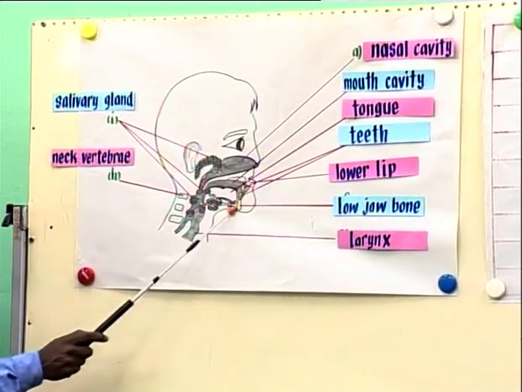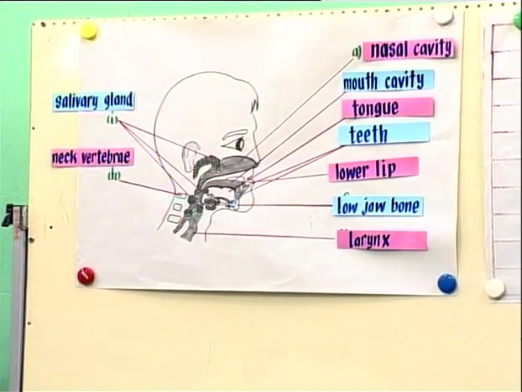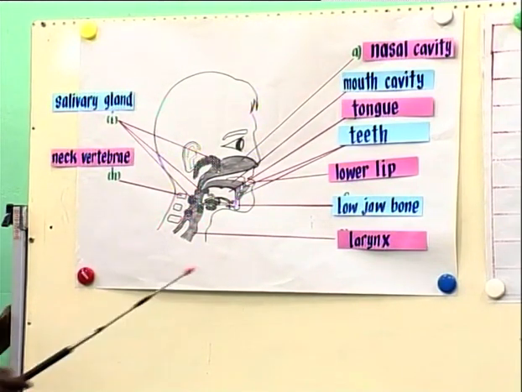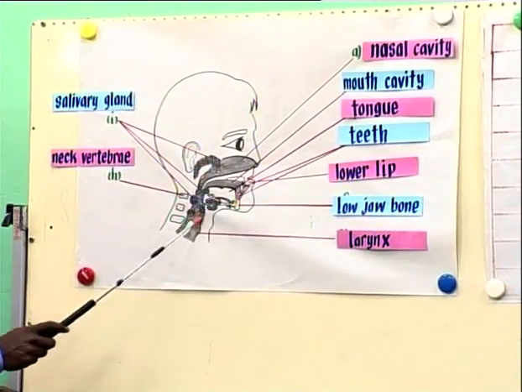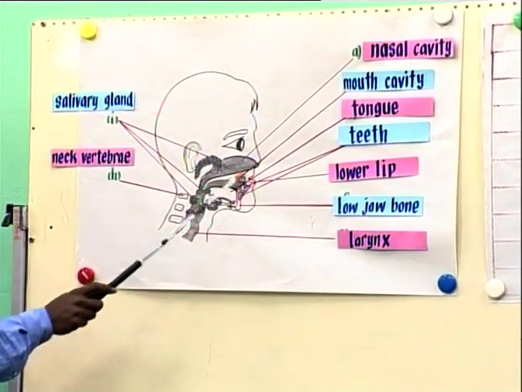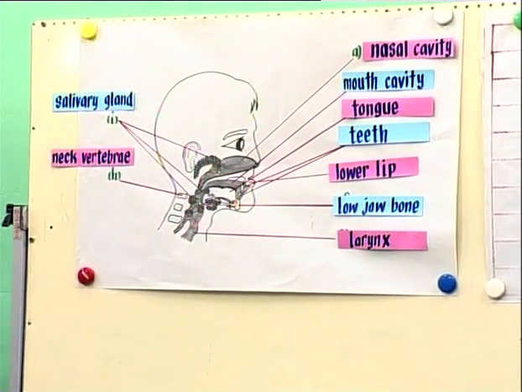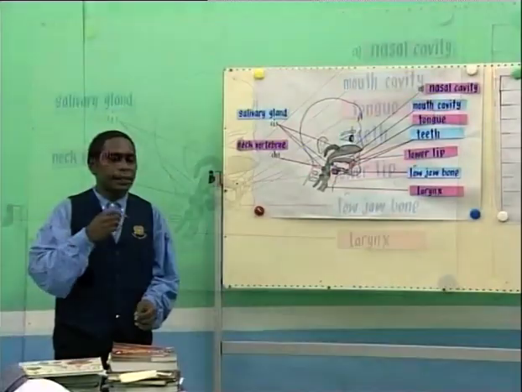And we have the lower jawbone, which is located inside. Now we have the larynx. These are all together making up the functions of the mouth. The larynx is what you can hear from me. That's the one that I'm using right now.